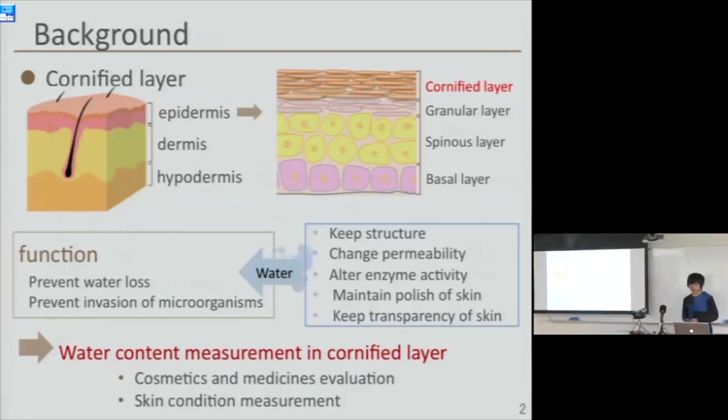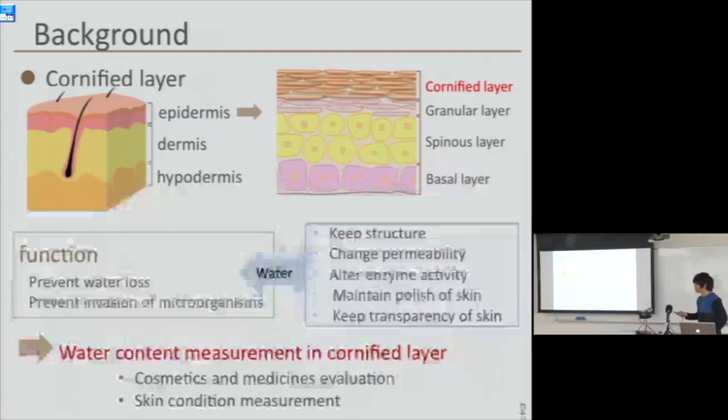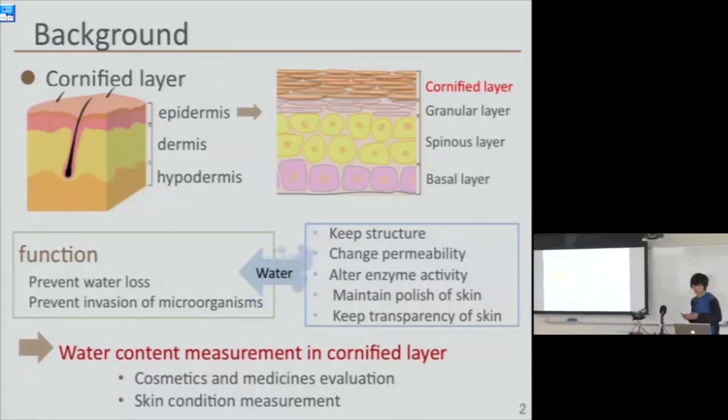What is the background? Our skin consists of three layers: the hypodermis, the dermis, and the epidermis. Especially, the epidermis is composed of four layers, and the cornified layer is the uppermost layer of our skin. It has many important functions. For example, it prevents water loss from our body, and it prevents invasion of microorganisms or chemical agents into our body.